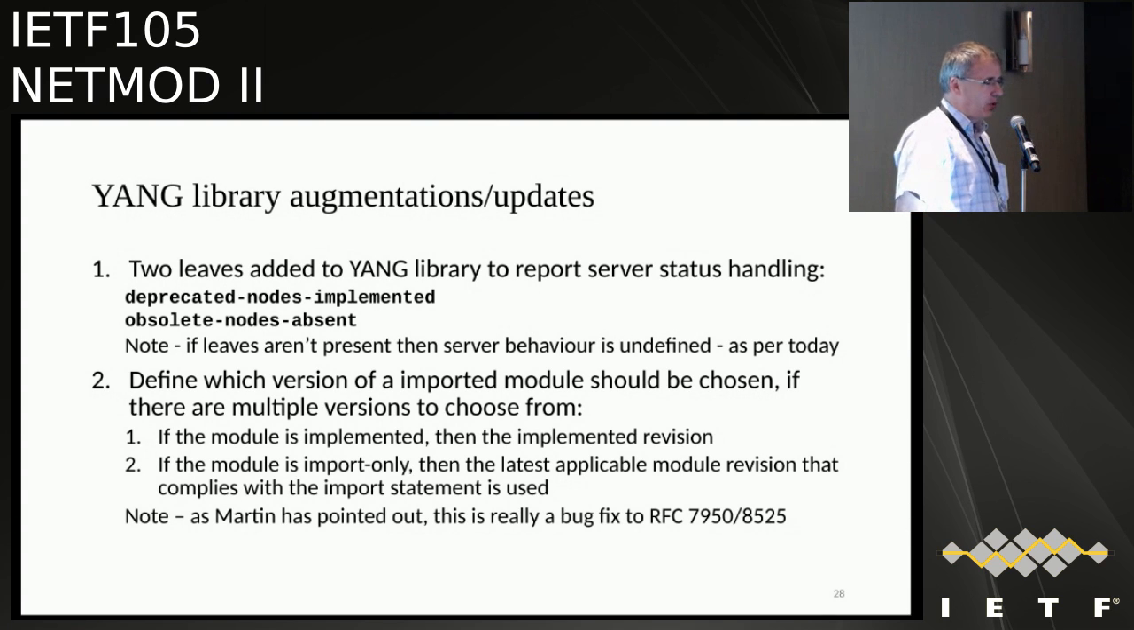So what we have in Yang library is two nodes, deprecated nodes implemented and obsolete nodes absent. These are the first two bullet points we have discussed lately. And if they are not there, then anything can happen with these. That's one of the problems, that in Yang 1.1 the definition is too open. The other problem was that currently Yang library doesn't specify which revision of a Yang module is imported if multiple revisions are present. And that might mean in some cases that mandatory data nodes are present when we thought they're not, or mandatory nodes are absent when we thought they would be there. So it's kind of a bug, let's say, or a missing piece in 7950.